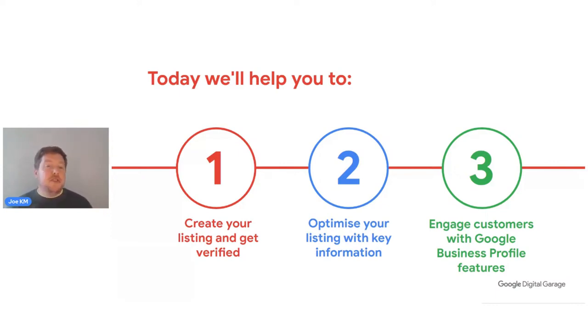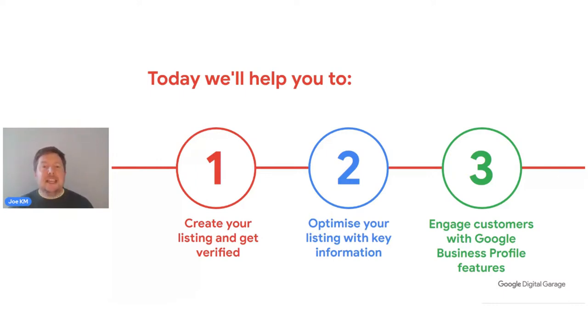The first one is creating your listing and getting verified. So how can we do this, and what is getting verified? The second one is optimizing your listing with key information. So what should we include? What shouldn't we include? What is it you see online, maybe sometimes when you're looking at listings, what are the things that teeter you over the edge to go, actually, I'm going to go and buy from this business for a takeaway or a sushi maybe?